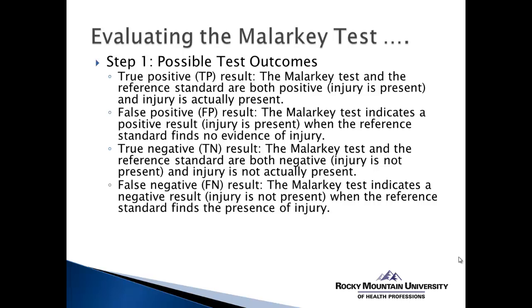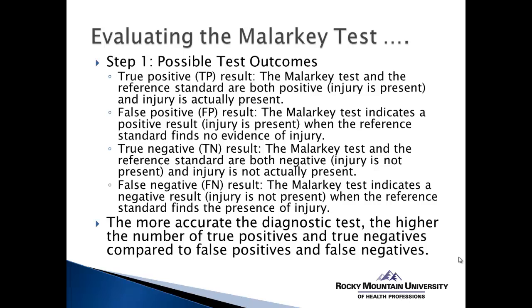So basically what we're looking for, and we would like to see, is that the more accurate and the more useful the diagnostic test is, the higher the number of true positives and true negatives will be when we test it, compared to the number of false positives and false negatives. So if a test is accurate, it's going to consistently be able to tell us that yes, this person has the injury when they really do, or no, this person does not have the injury when they really don't. And so the measures that we're going to calculate are basically looking at the proportions of these true positives and true negatives compared to the false positives and the false negatives.